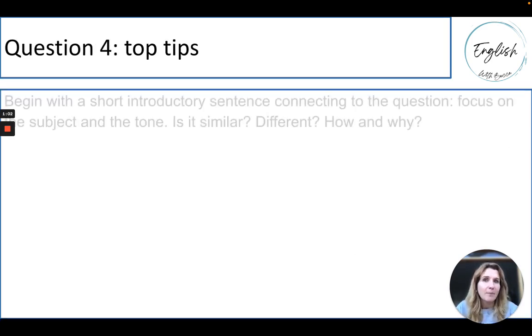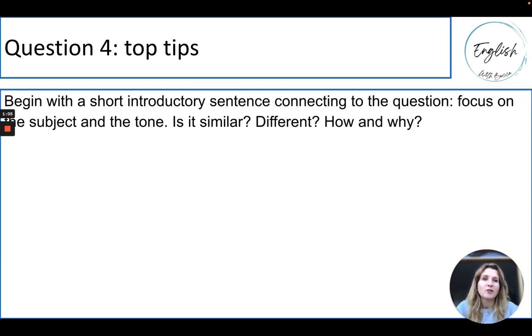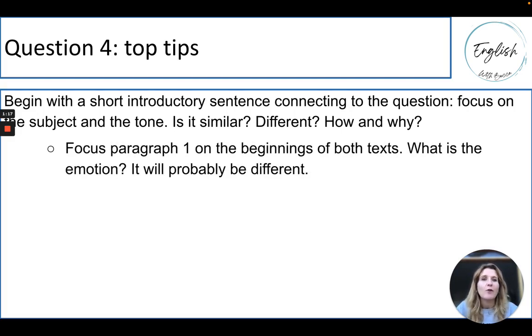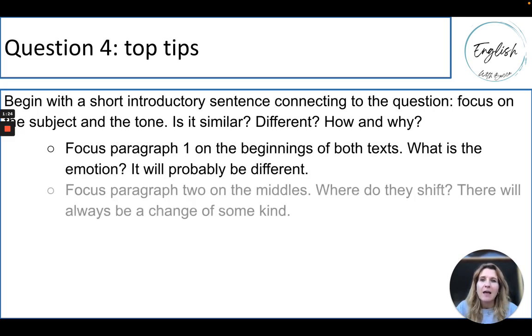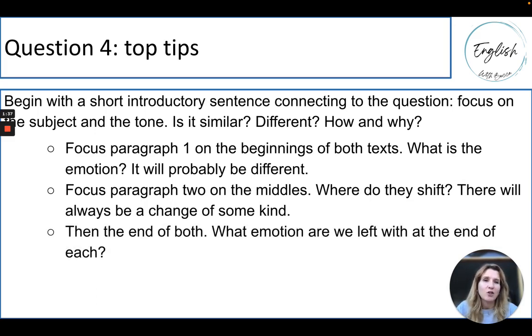Top tips. Begin with a short introductory sentence connecting to the question. So you will identify whatever the subject is, and you'll say how it's similar or how it's different. Then you focus on the beginning of both texts. What are the attitudes in the beginning and what words show you that? Okay, then you focus on the middle. So where do you see a shift if you saw one? And if you didn't see one because you're in a rush, pick something that shows the emotion as it's developing, and then do one for the end.